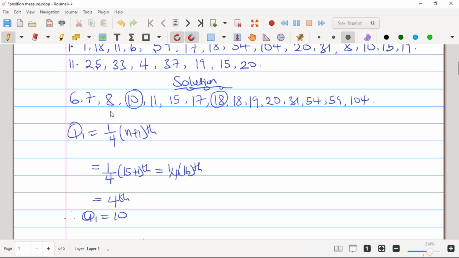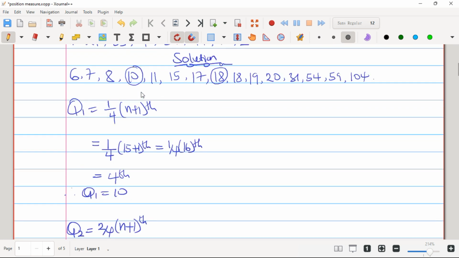So that means we are going back to the raw data that we have arranged in order and counting until we get the 4th position. We start from 6: 6 is the first position, 7 is the second position, 8 is the third position, and then 10 is what?